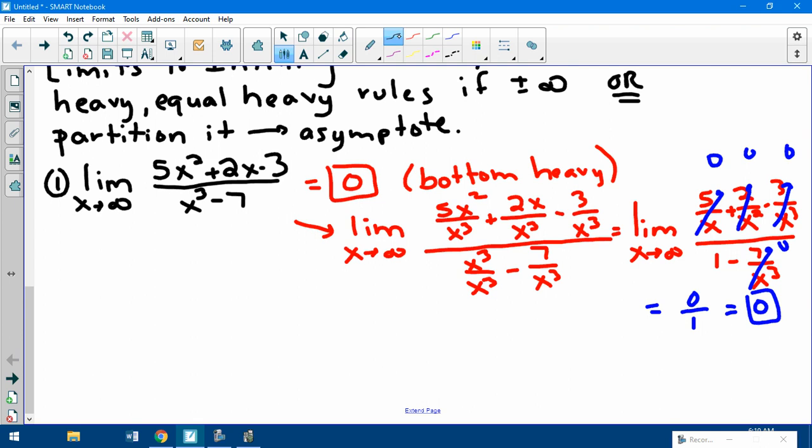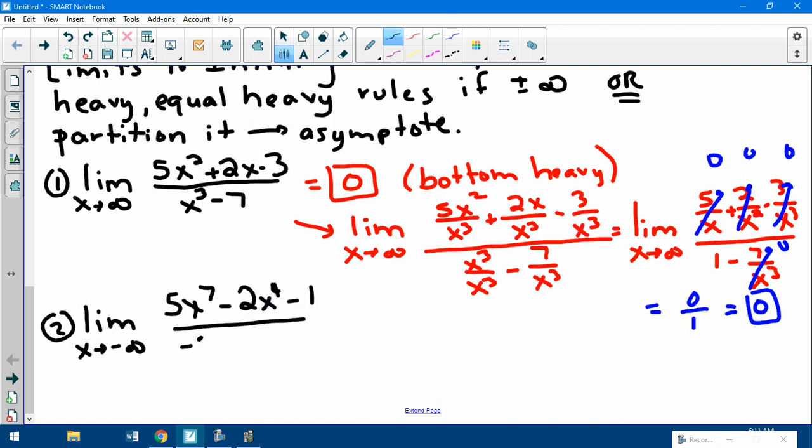Okay, let's do a couple more here. I want to do the limit as x goes to negative infinity of 5x to the 7th minus 2x to the 4th minus 1 all over negative 2x squared plus 5. Top heavy, bottom heavy, or equal heavy?